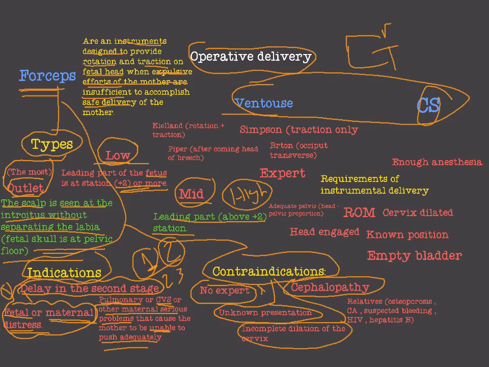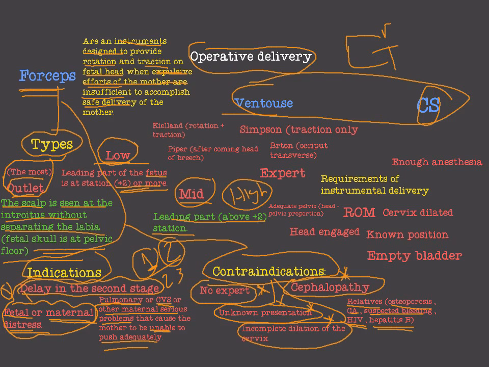Incomplete dilatation of the cervix: it should be dilated. These are absolute contraindications to use forceps. Okay, but we have some relative contraindications, like for example osteoporosis, some carcinomas, suspected bleeding of the head, for example bleeding tendency in the patient or in the baby, babies with HIV and hepatitis B infections. We may not do forceps for the benefit of the doctor, so these are relative contraindications.